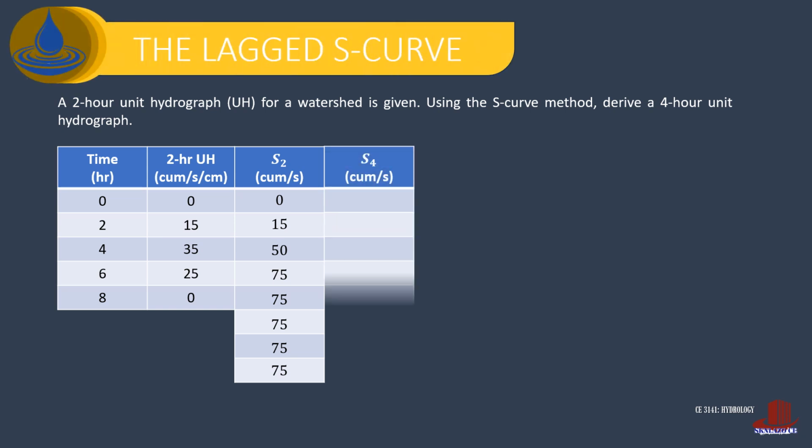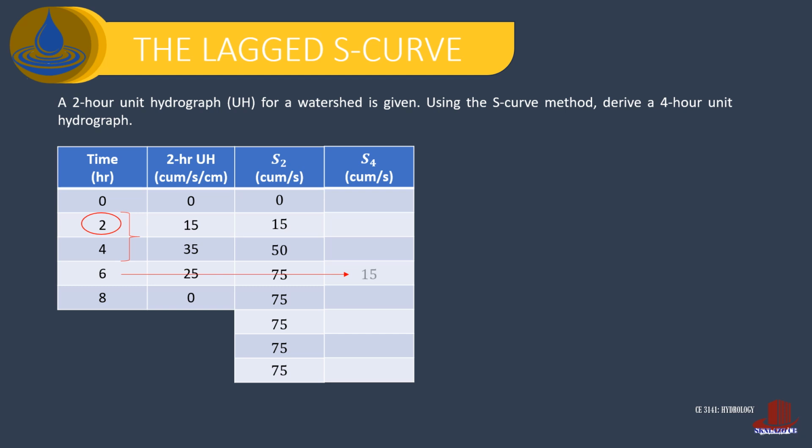For us to generate the 4-hour S-curve, we have to lag the entries from S2. The provided unit hydrograph is 2 hours, and since we are to look for the 4-hour unit hydrograph, we lag the S-curve by 4 hours. This means that the start of the non-zero entry of the S-curve is at T6. Then copy the rest of the coordinates. This is then the S-curve for the 4-hour unit hydrograph.